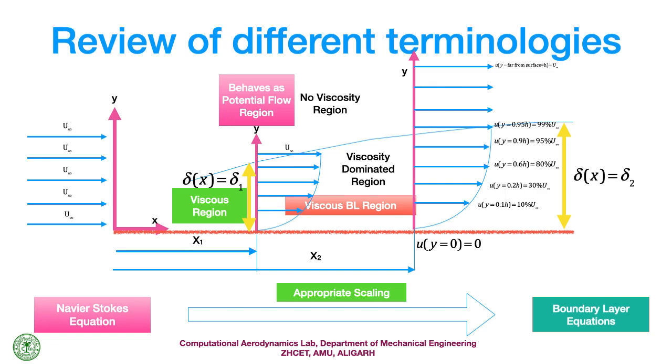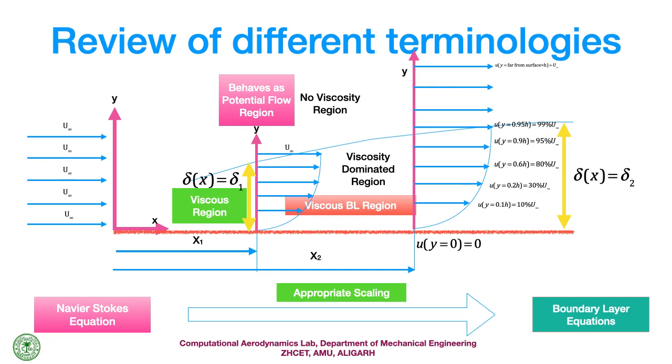So the velocity at y equal to 0 is 0, and at the boundary layer thickness, that is y equal to delta, the velocity is 0.99 times u infinity. Now this delta basically changes its length with the x direction.